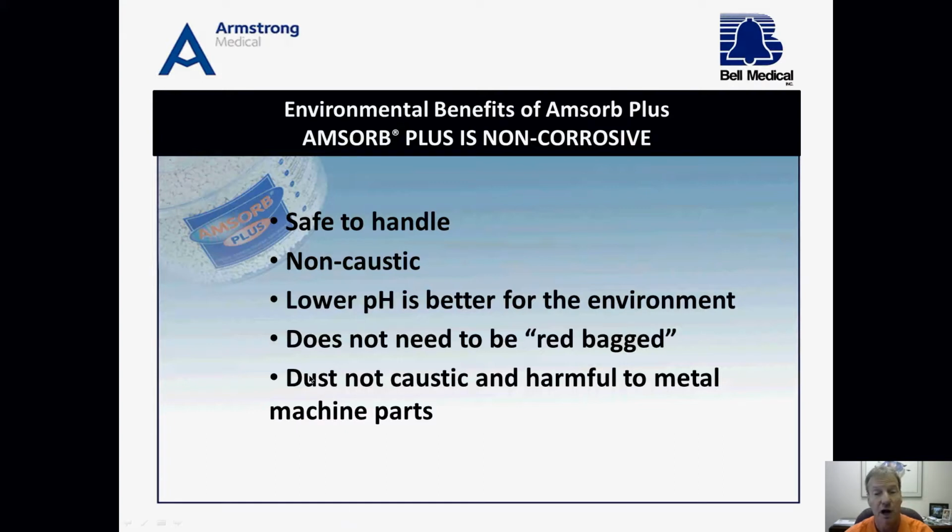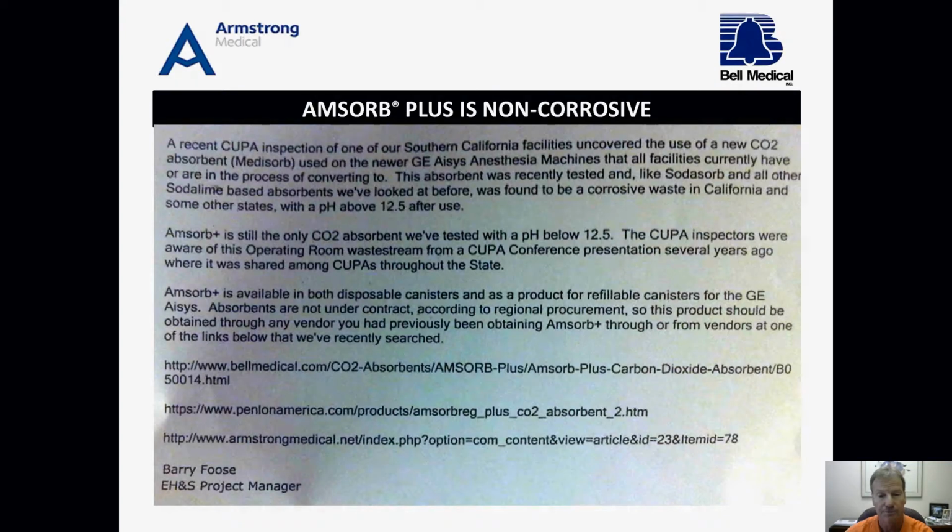So sometimes the cost of disposing of a 2 or 3 pound canister of absorbent in a red bag situation could add $5 to the cost of that absorbent. So you may have paid only $8 or $10 for that canister, but it's going to cost you $5 to dispose of it. So your total cost is $15. Then you add in the agents that you may have lost. So it's a serious situation. So we don't have any caustic dust, and we're not harmful to the metal of the machines.